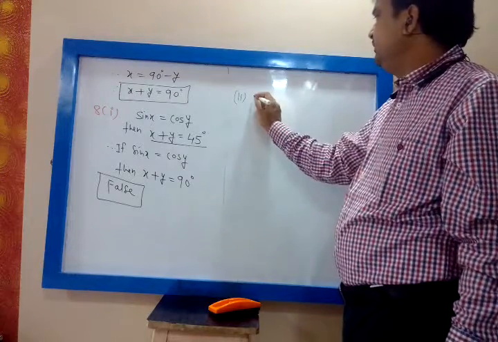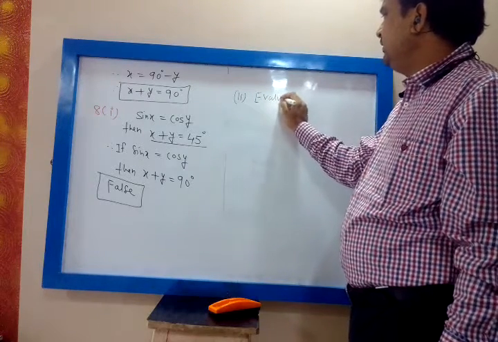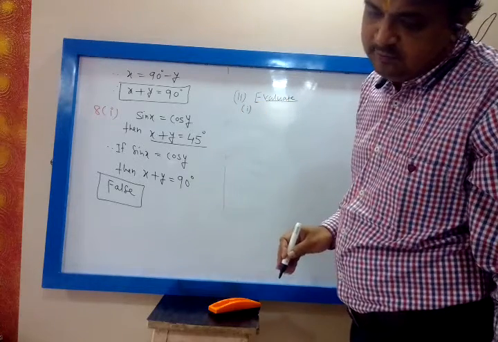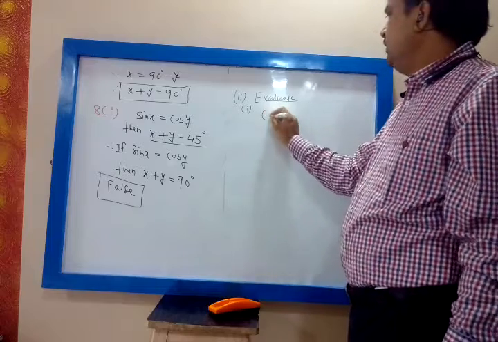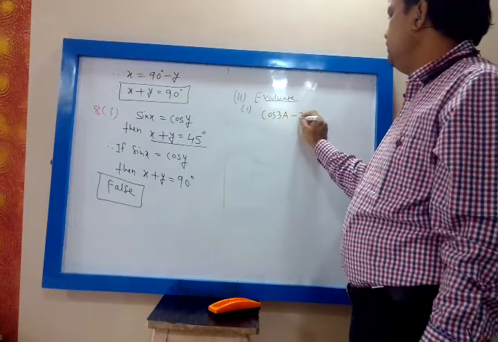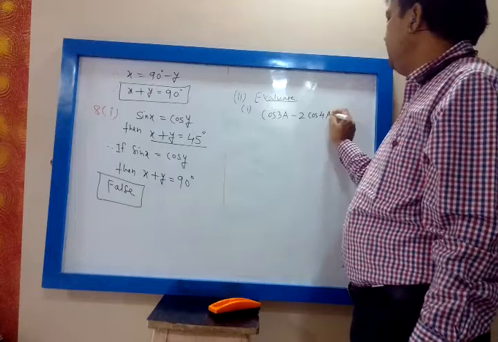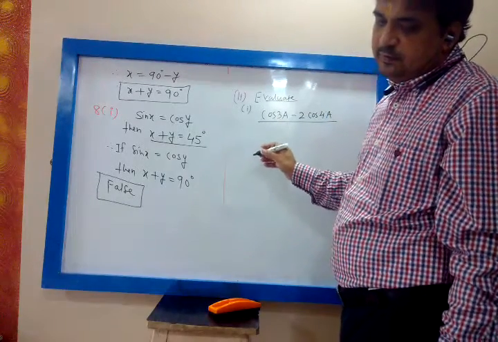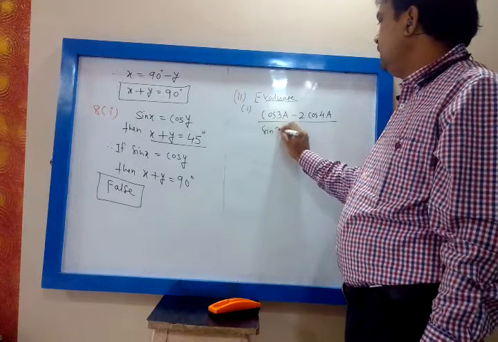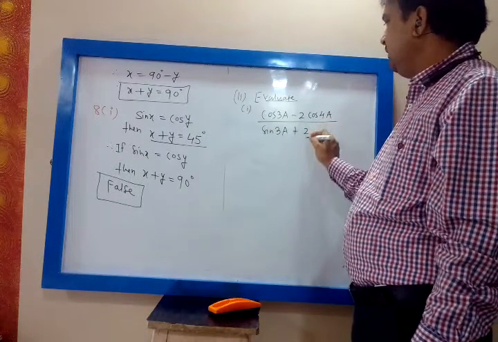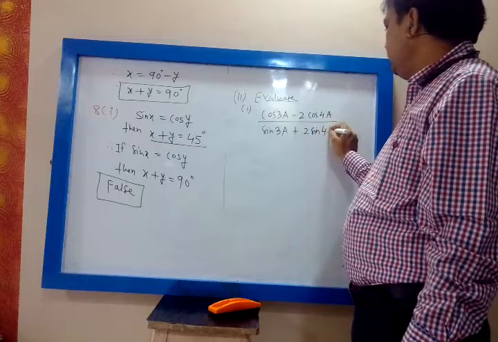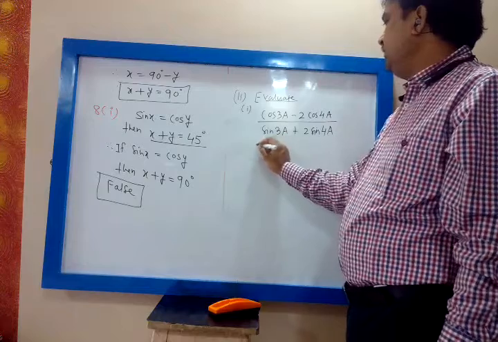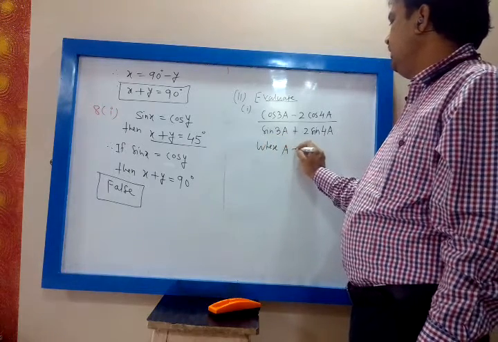Evaluate (cos 3a minus 2 cos 4a) upon (sin 3a plus 2 sin 4a), where the value of a is given as 15 degrees.